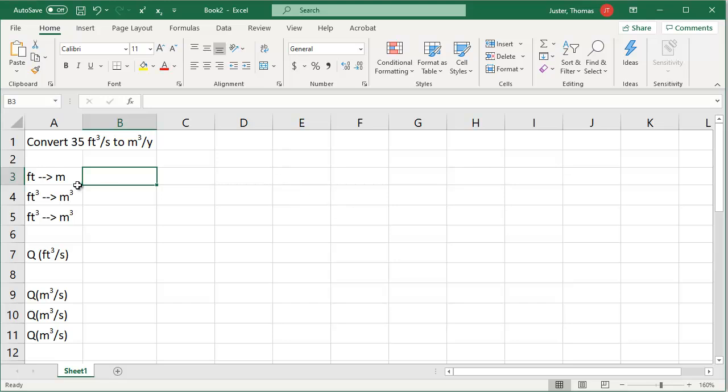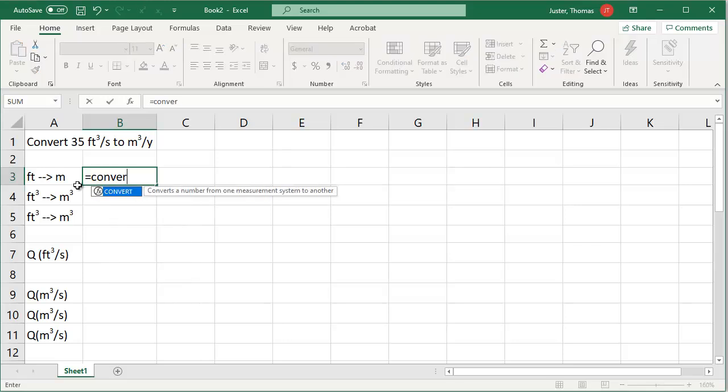Let's say I want to convert the generic feet to meters. I want to convert generically 1 foot. What is the equivalent in meters? I'm going to use the convert function, and it works like this. I type equals convert, that's the function, open parentheses. And now Excel is going to tell me what it expects. It expects 3 different arguments here: the number, the units from, and the units to.